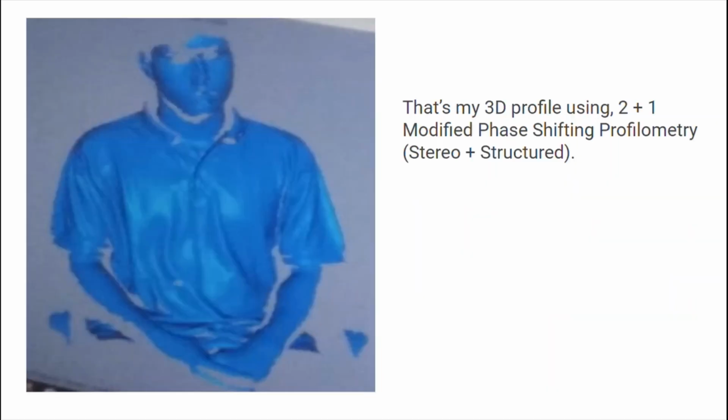Now, the next image is my 3D profile, which I generated using 2+1 modified phase shifting profilometry. This method uses both stereo and structured light. The setup had two cameras and one projector, so it is the stereo plus structured method both. We can see that some of the details are very fine, like all the details of the clothes, which are more or less quite the best, I think.